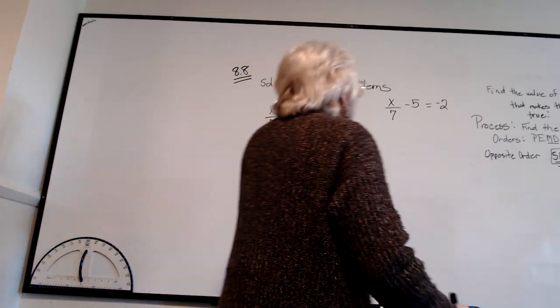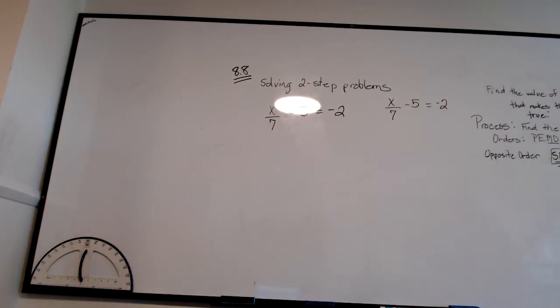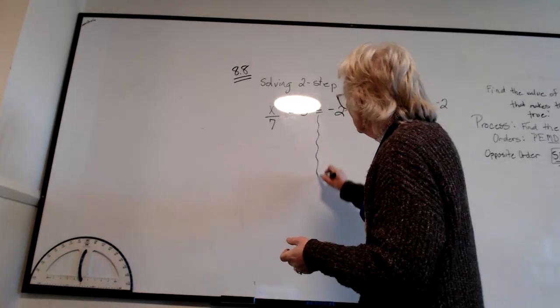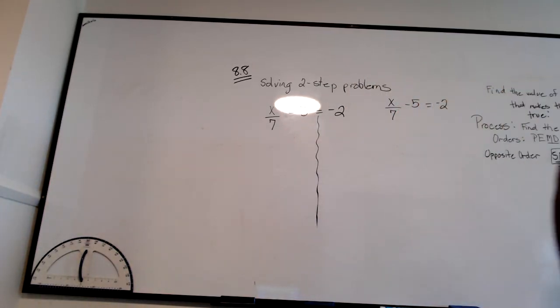So we are looking on the side with x. We want to get rid of the numbers that are with x. What two numbers are with x right now? Jonathan, what two numbers are with x on that side right now? 5 and 7. Negative 5 and 7. Okay? So we have two numbers we're going to get rid of.